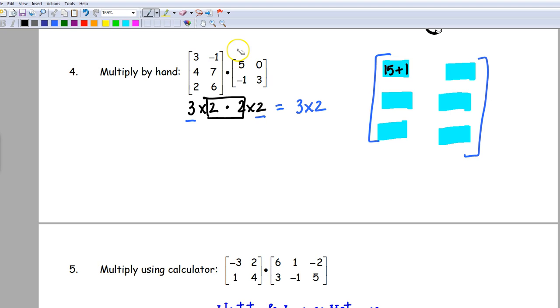All right, now we're going to do this one. This is still the first row, second column. Okay, so we're looking at first row, second column.